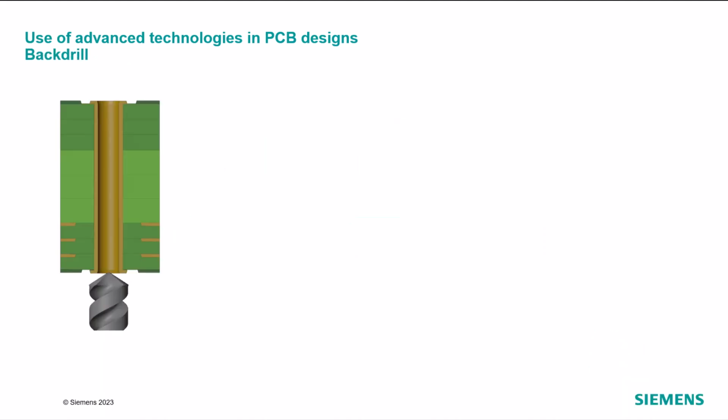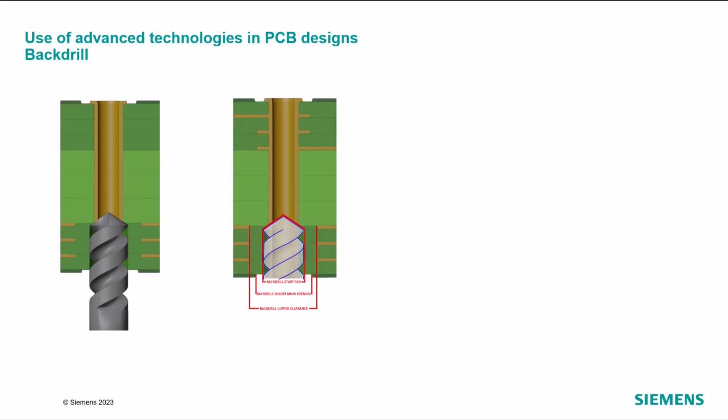The next advanced technology we'll look at is backdrilling. Backdrilling is a technique used to remove the unused portion of the stub in a printed circuit board. This is removed by using a drill that has a diameter slightly larger than the diameter of the original plated through hole. In practice, it is achieved by redrilling the plated through hole to a predetermined stub length of less than 10 mils from the signal layer.